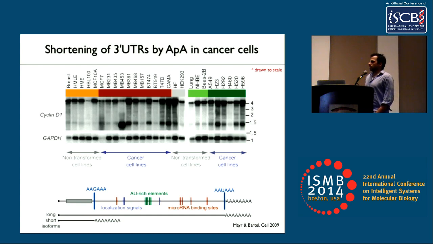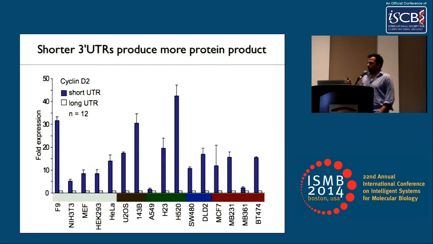So not only does this happen at the RNA level, but she also showed that this has a functional impact on the protein output from a particular transcript. So using a luciferase reporter construct, either built with a short form of cyclin D2's UTR or a long form across a large number of cell lines, she showed that the short UTR form of the reporter can produce anywhere from 10x to 40x more output than its long form. So differential UTR cleavage has a functional consequence to the amount of protein that an mRNA can produce.